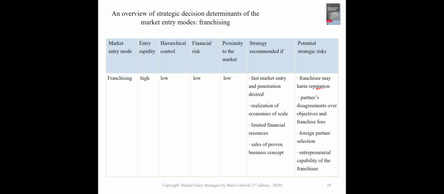And there's always a risk of partners' disagreements over objectives and franchise fees. It's also not so easy for us to make the appropriate partner selection, and we also should question, in terms of our partner selection, whether the franchisee has the entrepreneurial capability to run our business in a manner that we are looking for in terms of quality, in terms of services, and the sustainable business.